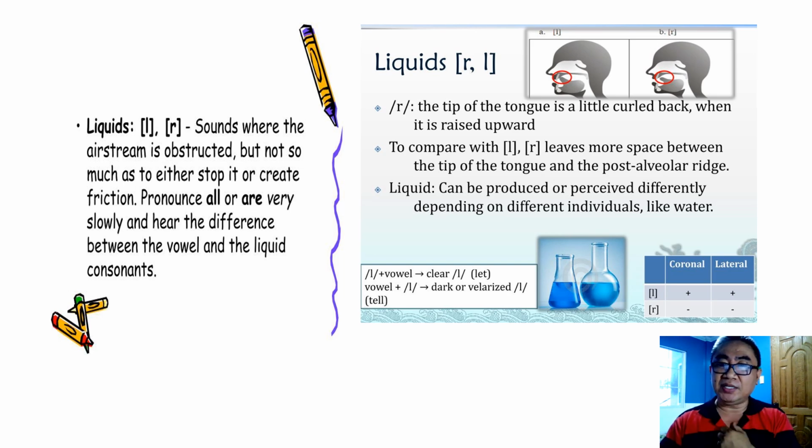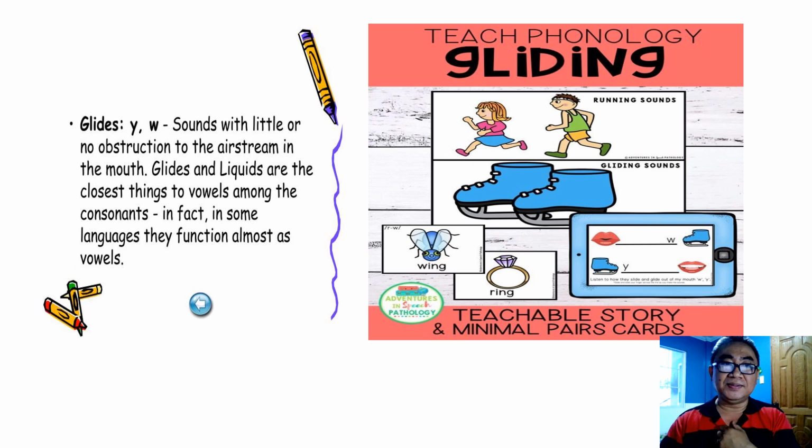So let us proceed to glides. Glides are sounds with little or no obstruction to the air stream in the mouth. Glides and liquids are the closest things to vowels among the consonants. In fact, in some languages, they function almost as vowels.